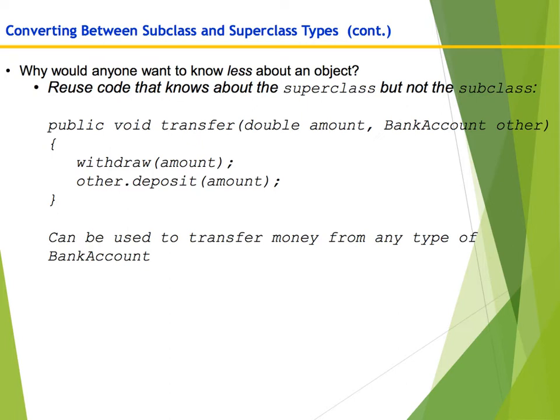But if we were writing it using a specific type, for example, if other had type savings account, then you couldn't call transfer for a checking account, right? Because checking account and savings account are subclasses of bank account. Therefore, when you set the type of other as bank account, you can call transfer for any type of bank account.